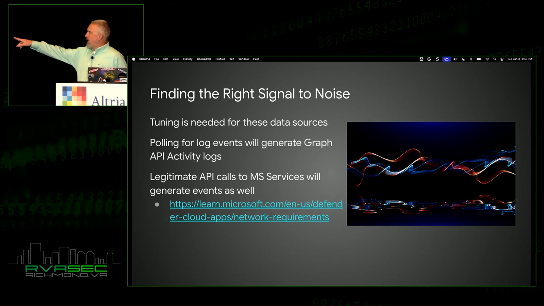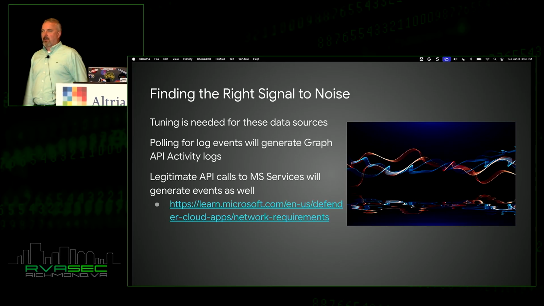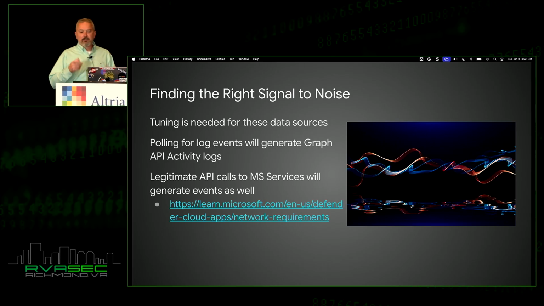The other thing you have to be mindful of is there are legitimate API calls that MS services use that are going to generate those events as well. Now, again, they document what those are. So they say, hey, if you're using Purview, this is the IP address over here, or if you're looking at O365, here's the IP addresses over here. So you can go ahead and tune those things out, but you need to be mindful of that.